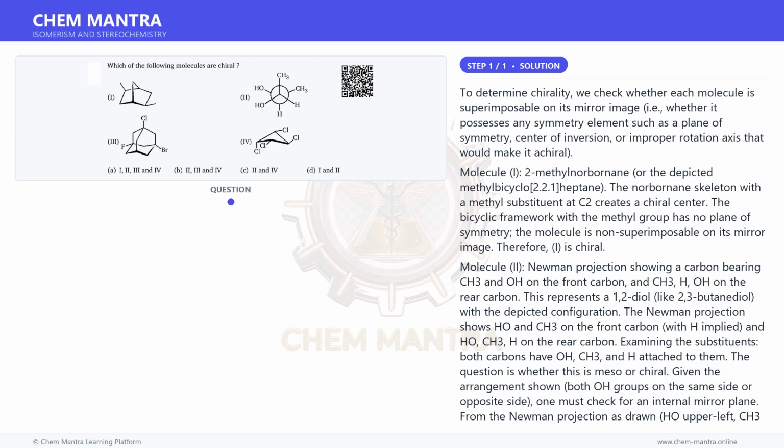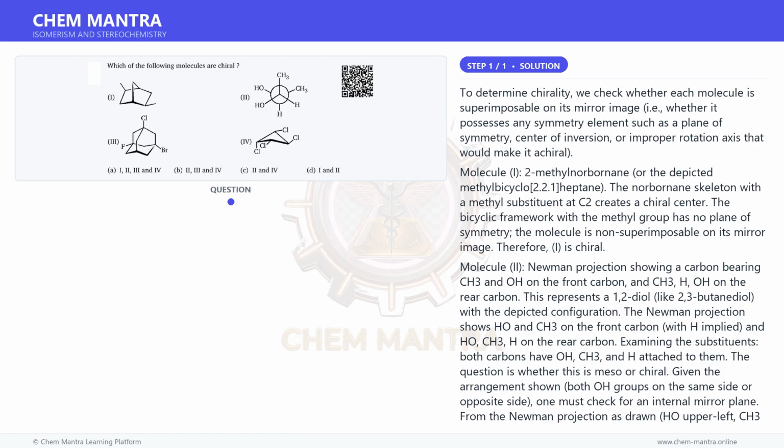Molecule 4, cyclohexane in chair conformation with 4 Cl atoms. The structure appears to be 1,1,4,4-tetrachlorocyclohexane, geminal dichloro at C1 and C4. This molecule has a C2 axis and a plane of symmetry, the plane through C1, C4 and perpendicular bisectors, making it achiral. Actually, re-examining, 1,1,4,4-tetrachlorocyclohexane has a plane of symmetry through C1 and C4, making it achiral.